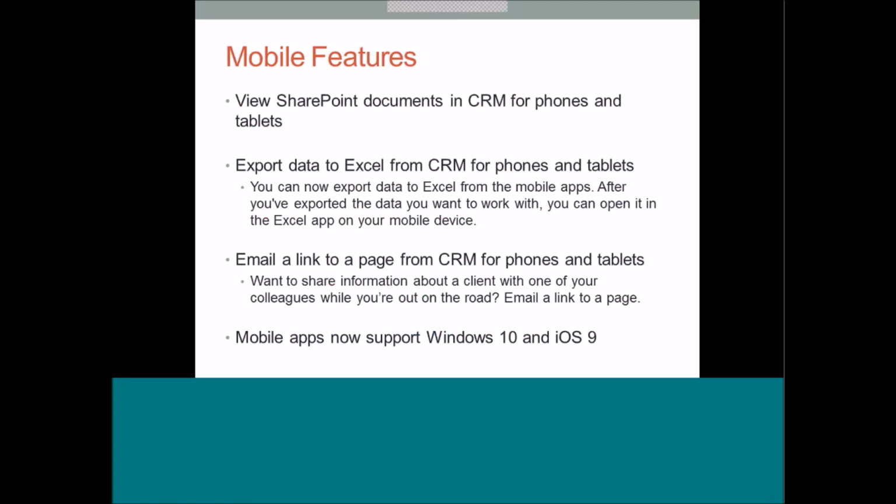Okay, one update now is that you can now view SharePoint documents in CRM for phones and tablets. You can export data to Excel from CRM, also for phones and tablets. So that was a limitation that you couldn't do before. You can email a link to a page from CRM. So if you know that function in the regular client to email a link to a specific record, you can now do that from a phone or tablet. And the mobile apps now support Windows 10 and iOS 9.